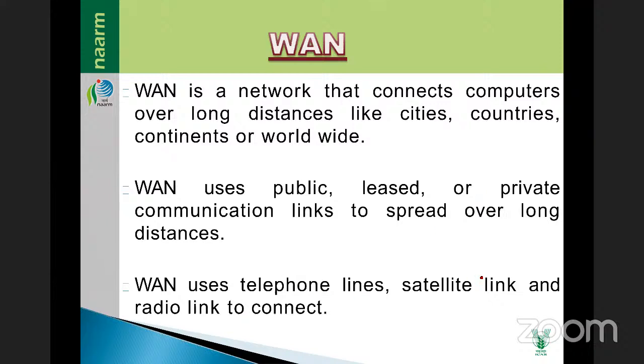So WAN uses telephone lines and satellite links. Earlier, for remote places, we did this differently; now we connect through cable, OFC cable and all. But in olden days, if a remote place had no cable connection, then VSAT would be used. What is the abbreviation for VSAT? Any idea? Through satellite they would take VSAT. So earlier we used to do VSAT.